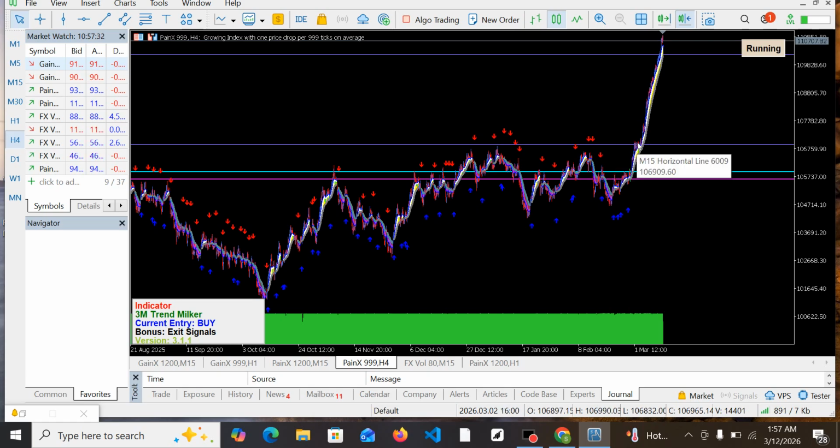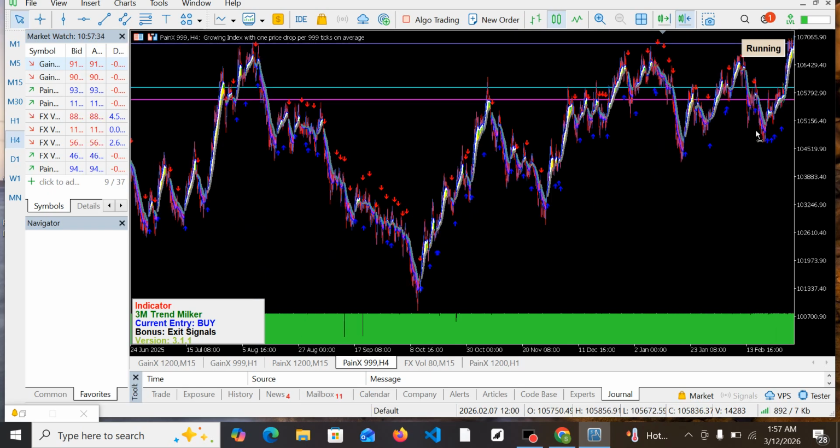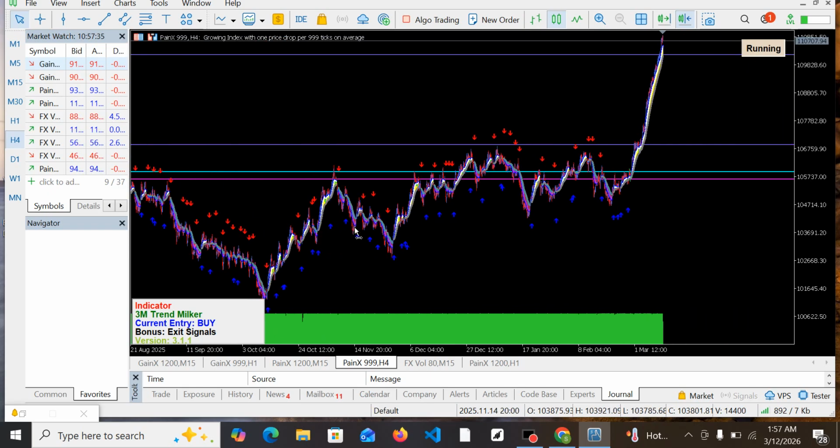But if it breaks out above it, then I know it is going to shoot up for a very long time. So it broke out above this and it started shooting up. So I had to target another resistance zone. So I was able to identify this region again. Right now it has broken out above that.